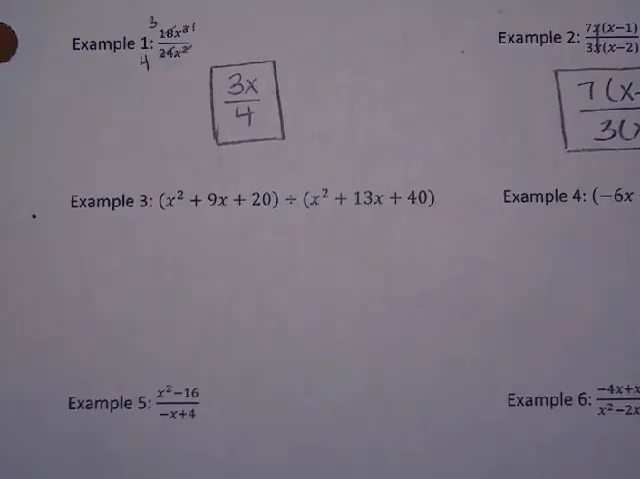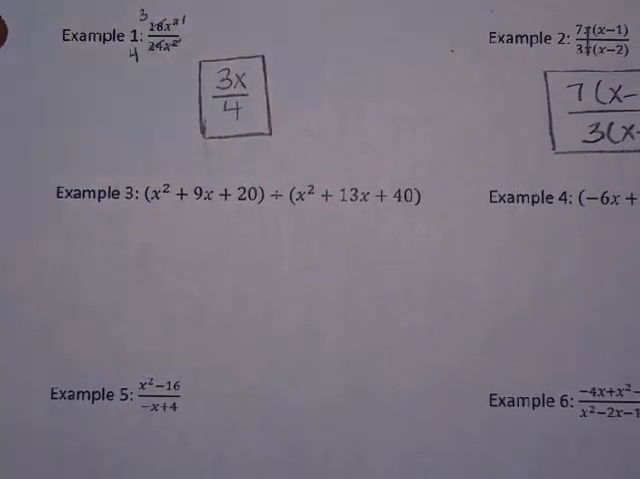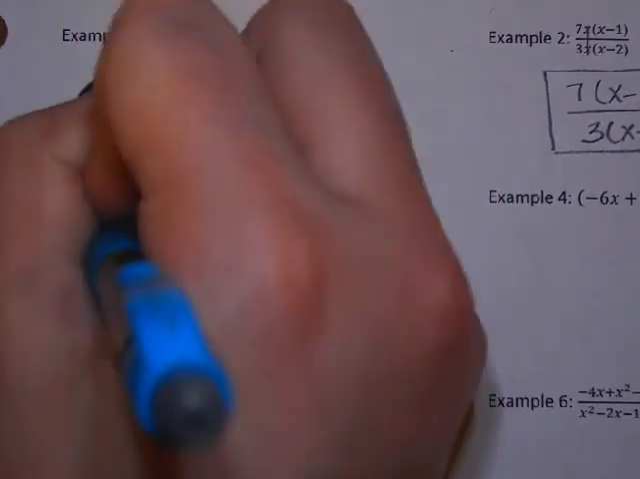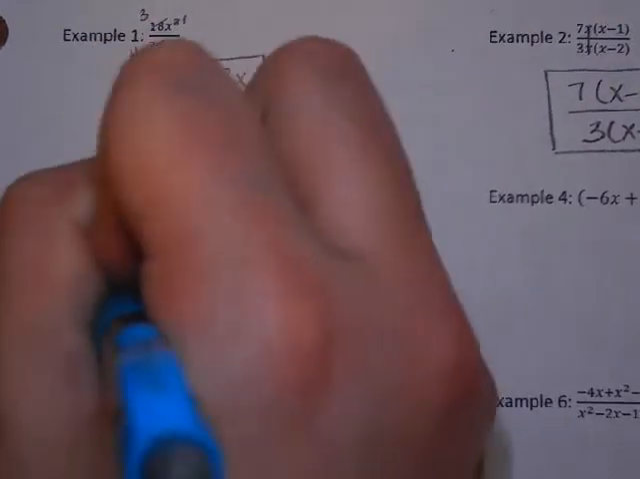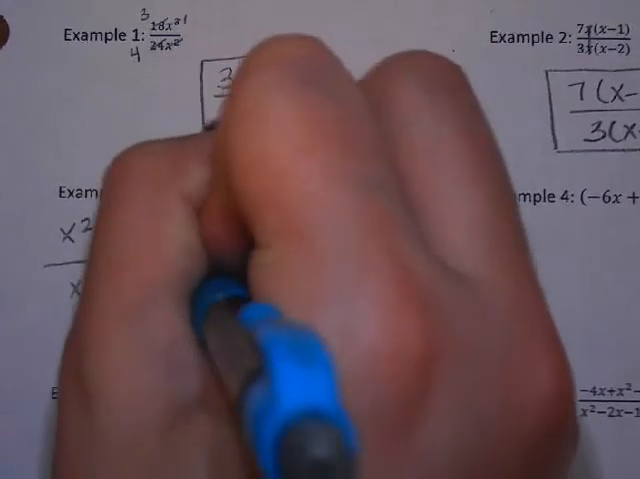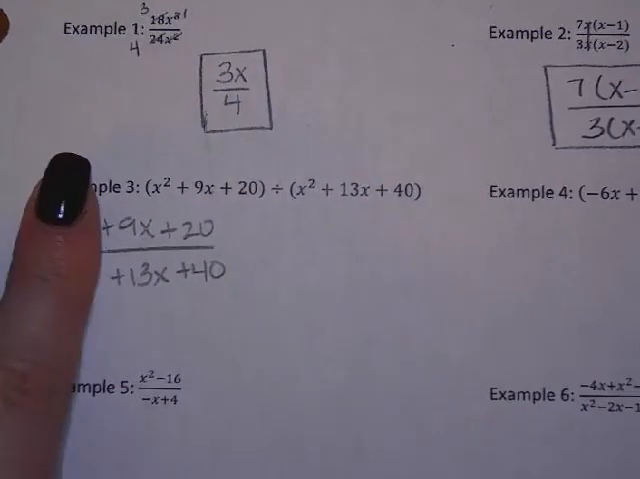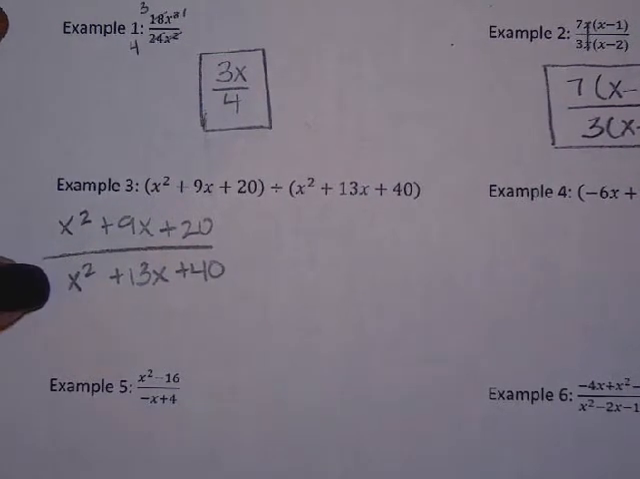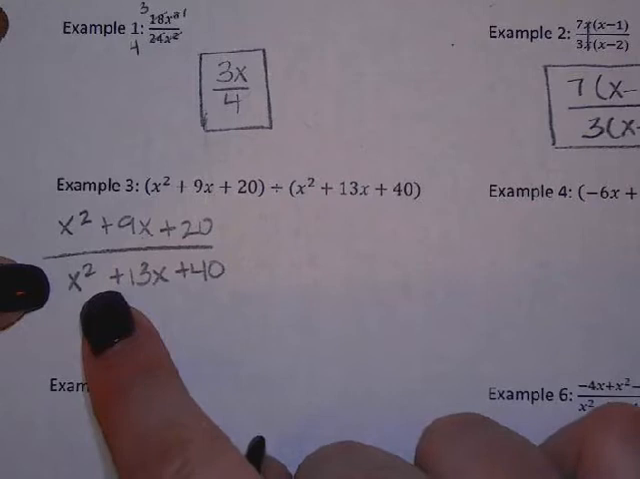Okay, let's write the next problem. What's wrong with this problem? Example 3. It's not in the right form. It needs to be written as a fraction. So we've got x squared plus 9x plus 20 divided by x squared plus 13x plus 40. Can I look at this and say the x squareds should cancel? Which ones? If you want to kill a puppy. Why can I not cancel these x squareds if they're the same? This is an addition problem. This is an addition problem. Division doesn't cancel out addition.